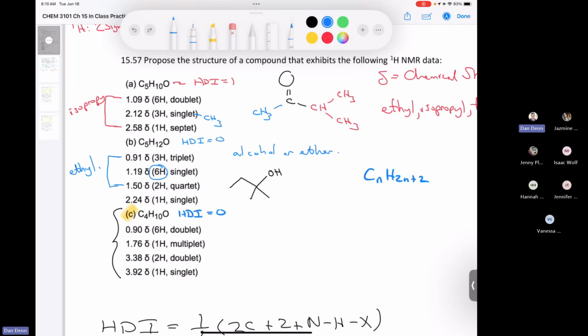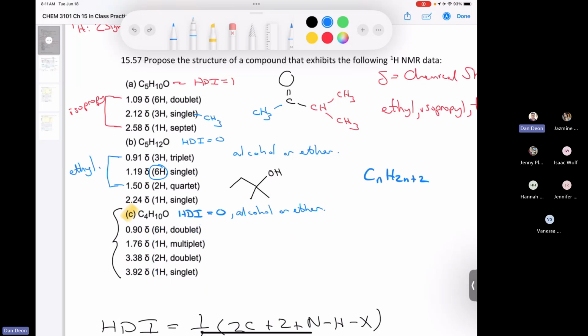And so if we have an oxygen in our molecule and it's fully saturated, we saw this yesterday, the only possibility is that we have an alcohol or an ether. And so what we would do is go ahead and look at all the signals here and look for a singlet that integrates for one proton.